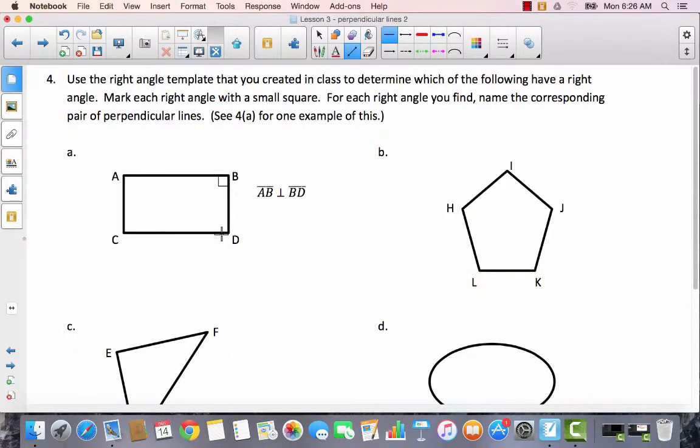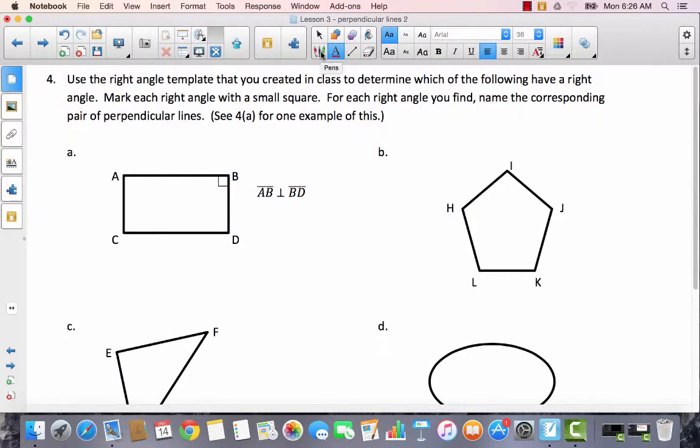Okay, let's take a look at the back page here. It says use the right angle template that you created in class to determine which of the following have a right angle. Mark each right angle with a small square. For each right angle you find, name the corresponding pair of perpendicular lines. So you can see right here for A. Now I'm going to tell you that this can get a little bit tedious, but we're going to go through it together and make sure that we get all of the right angles.